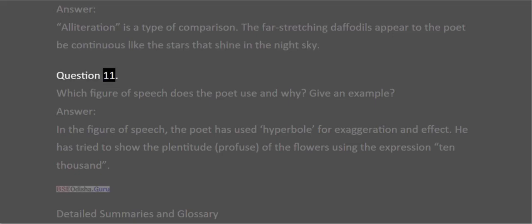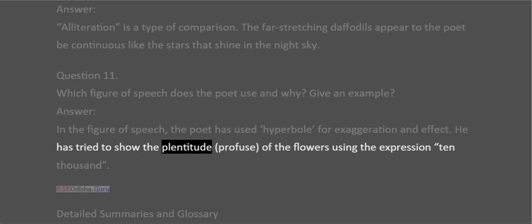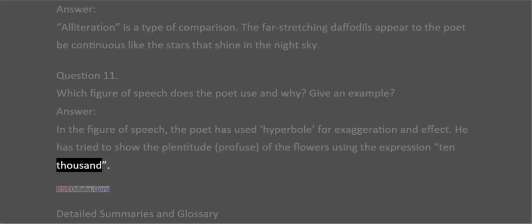Question 11. Which figure of speech does the poet use and why? Give an example. Answer. In the figure of speech, the poet has used hyperbole for exaggeration and effect. He has tried to show the plenitude, the profusion, of the flowers using the expression 10,000.